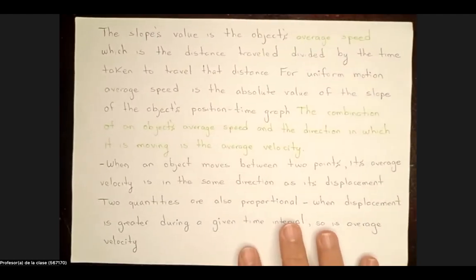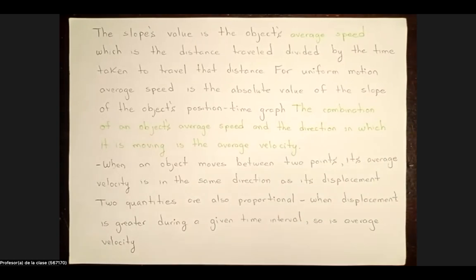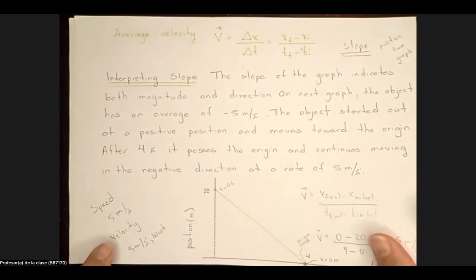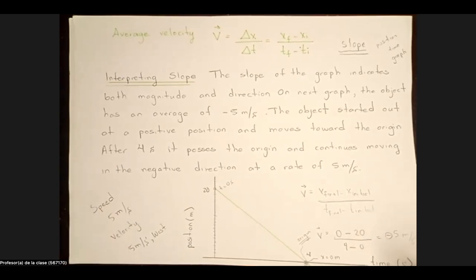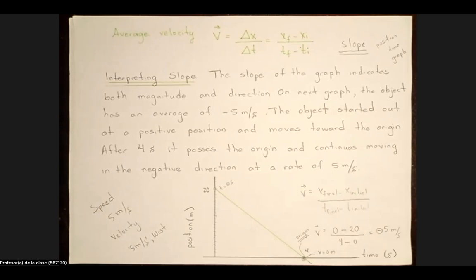So look at this. Speed and velocity both have the same magnitude, 5 meters per second, which is the slope of the position time graph. But for the velocity, there is always a direction next to it. Always will have a direction next to the magnitude if we talk about velocity.